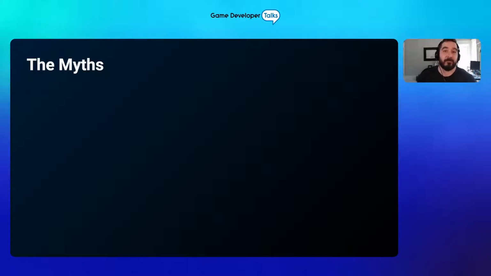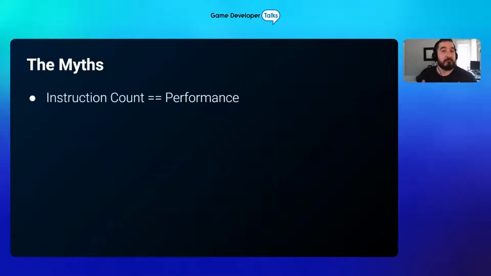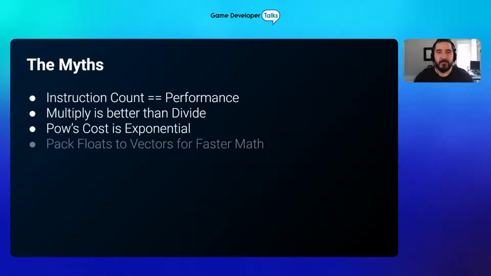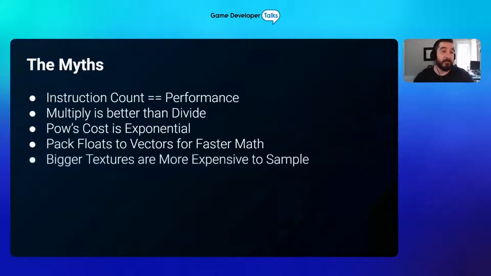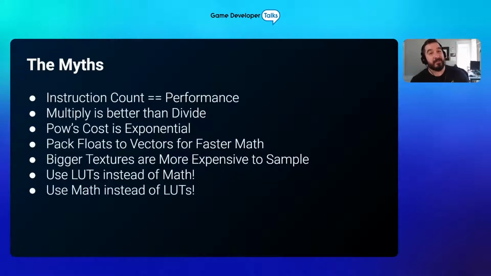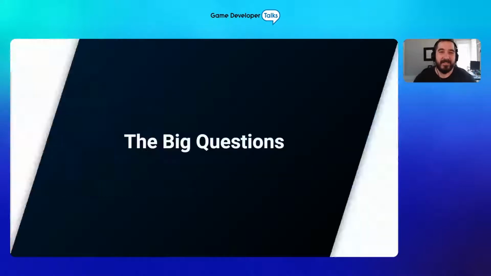But to give you an idea of what we're up against today, firstly, the myth that instruction count is the measure of performance. Secondly, the myth that multiply is more performant than divide. And thirdly, that the cost of the POW node is exponential. Fourthly, that it is better and faster to pack individual floats into vectors before performing math operations. Fifthly, that bigger textures are more expensive to sample. Sixthly, that it's better to use lookup tables in performing complex math operations. And finally, that it's better to do complex operations instead of using lookup tables.